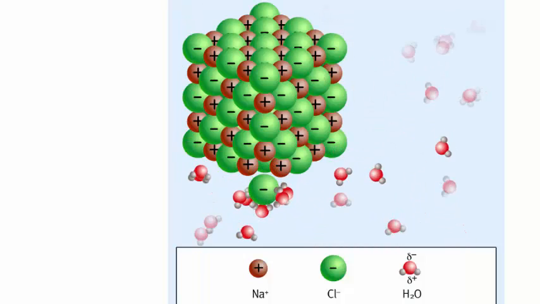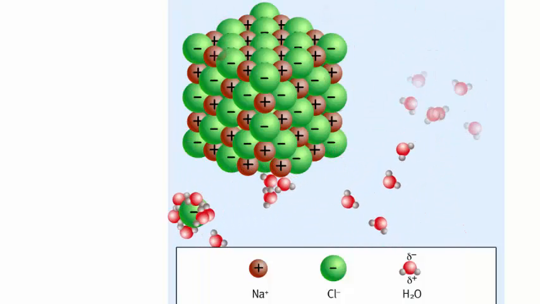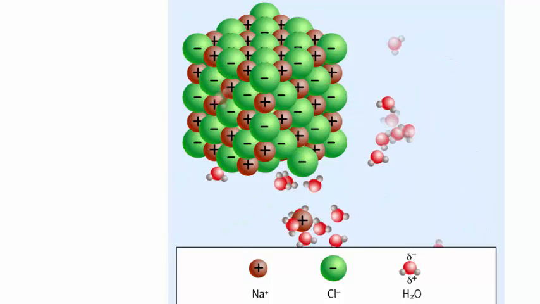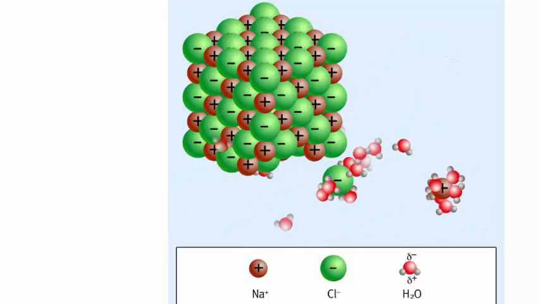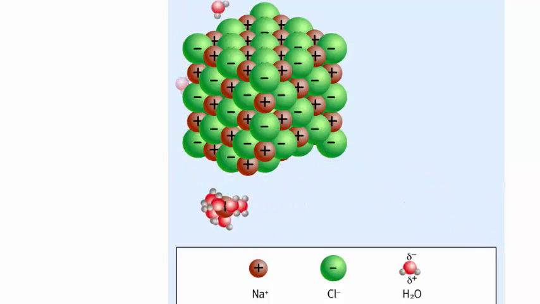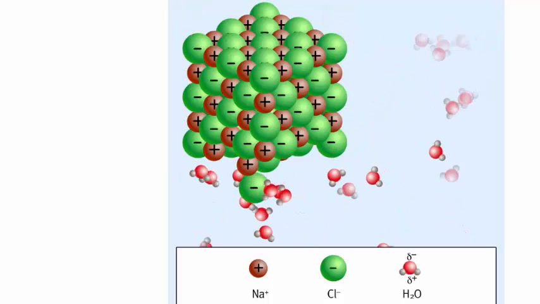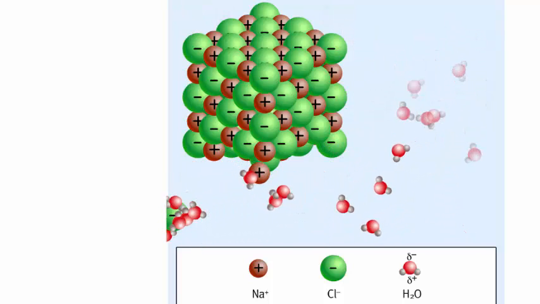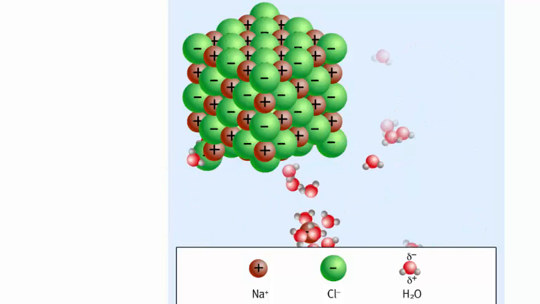Polar water molecules interact with the positive and negative ions of a salt. The positive ends of the water molecules are attracted to the negative chloride ions. The negative ends of the water molecules are attracted to the positive sodium ions. This interaction between water and the salt ions causes a salt to break apart or dissolve in water.